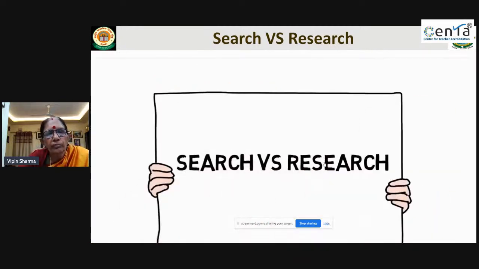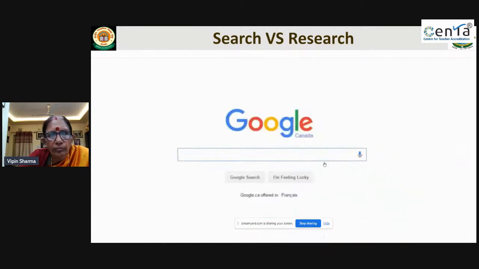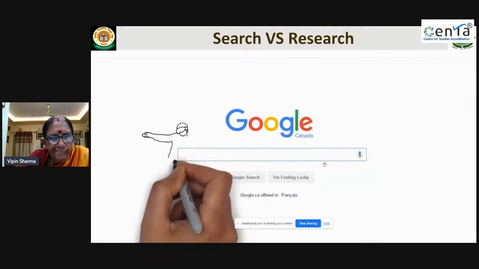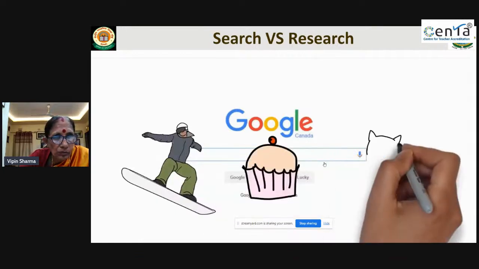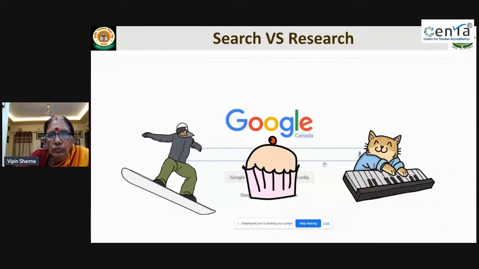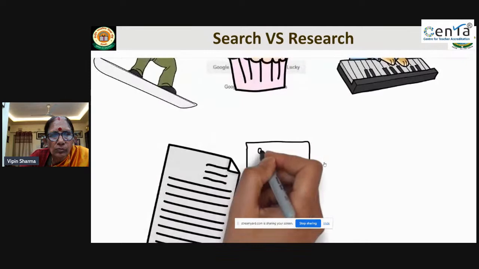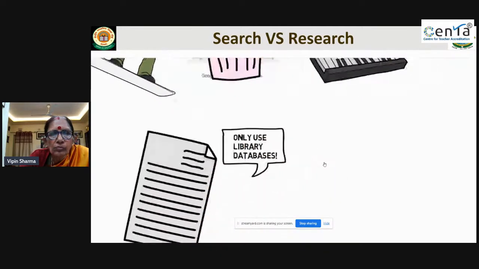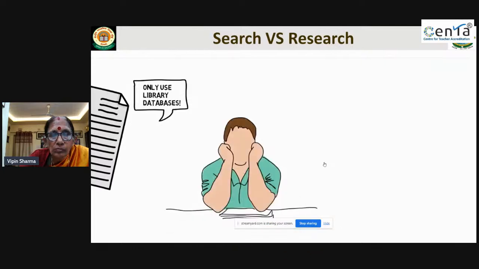Search versus research. This is Google. Chances are you have used Google to search on the internet for information, from news about your favorite sports team, to cupcake recipes, to, well, cat videos. You might have even used Google to research your school paper, even when you have been told not to.